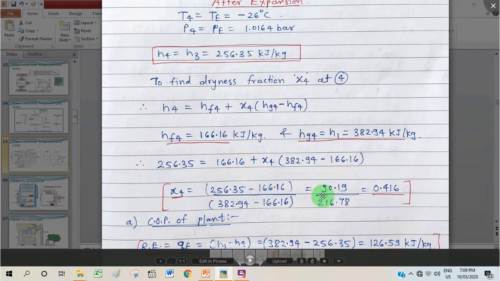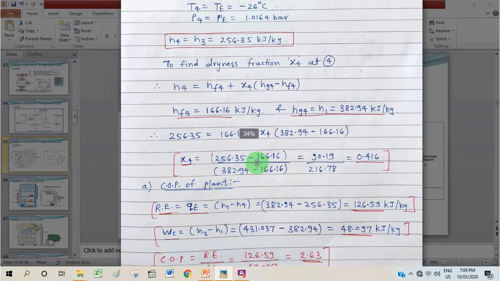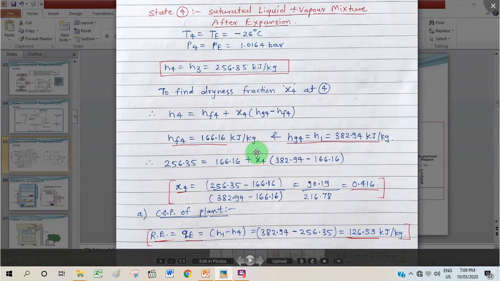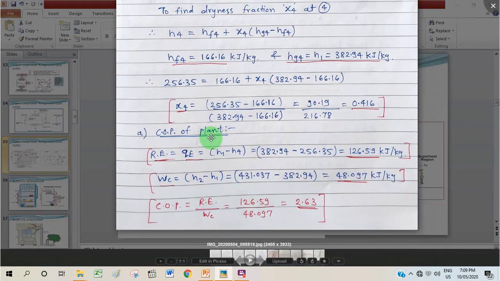Then by this calculation we find out x4 equal to 0.416. Okay, this is how the dryness fraction value can be found out. So up to this part, it was about obtaining the required property values. From this part onwards, it is a usual calculation like in the previous video. So refrigerating effect will be h1 minus h4. You just have to put in the values that we have obtained.